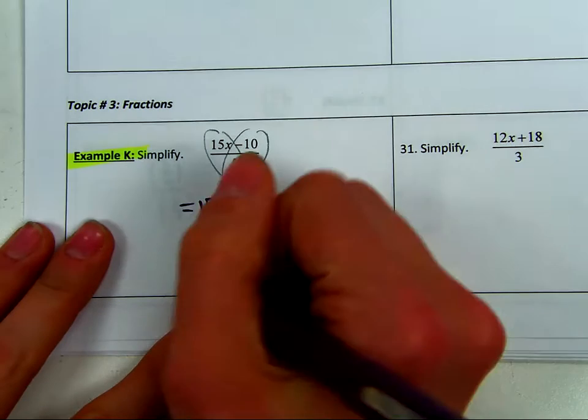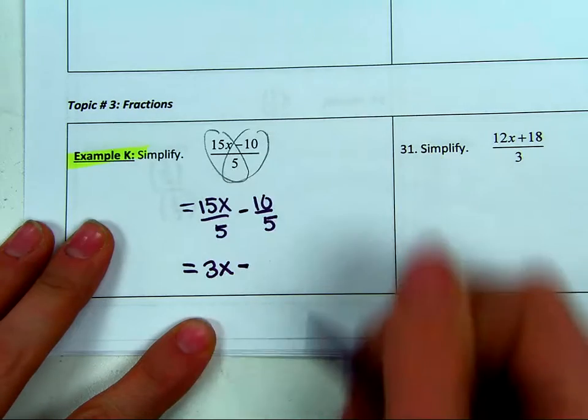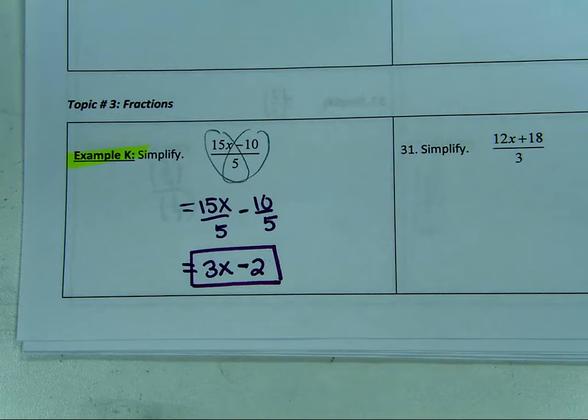15 divided by 5 is 3, so that turns into 3x. Bring down the minus sign. 10 divided by 5 is 2. So the final answer is 3x minus 2.